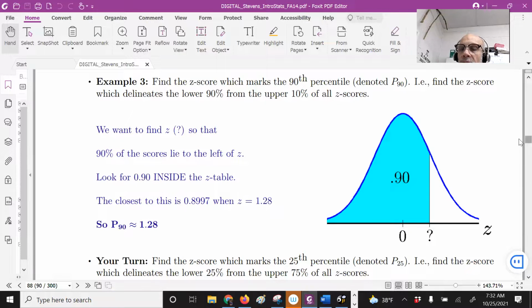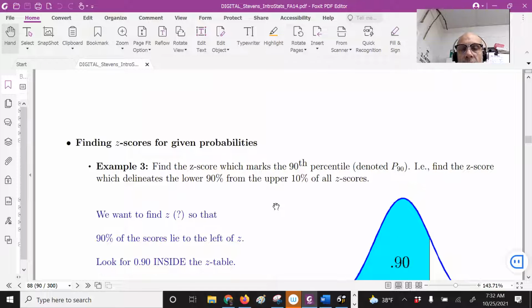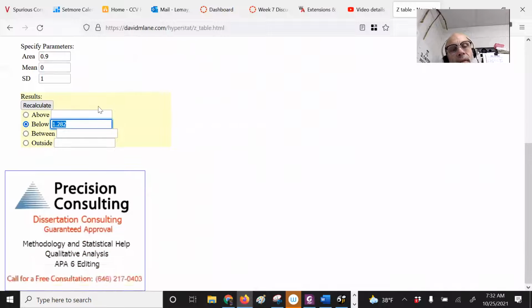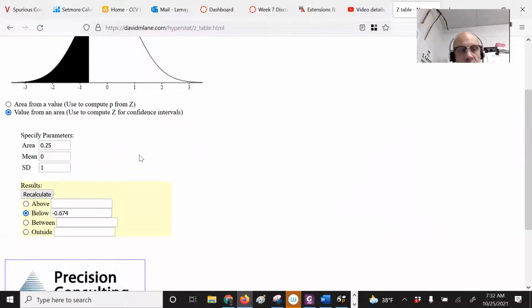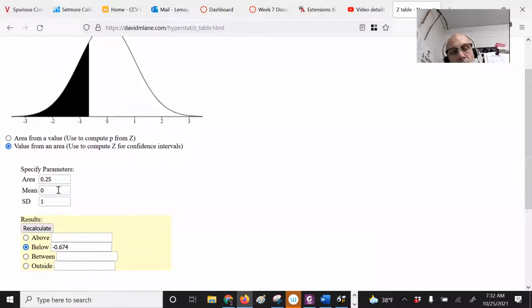So let's look at this. Whoops, let me come back to it. So for this your turn, I don't know if you tried this, but since I'm here, I want to know the z-score that marks the 25th percentile. In other words, 25% of the distribution is below it, 75% of it is above it. So we can come right back to that calculator. Make sure you have value from an area, because our area is the probability, the area under the curve, if you looked at calculus. So that's the z-score that cuts off the bottom 25%.